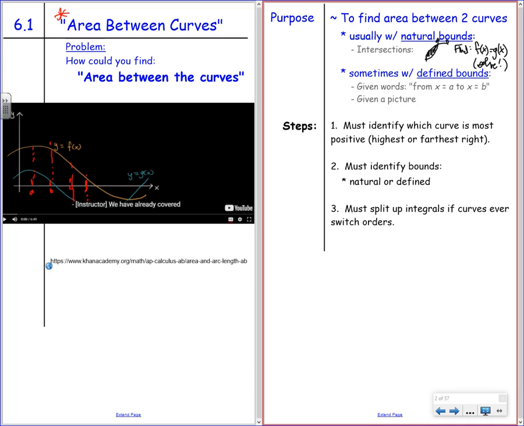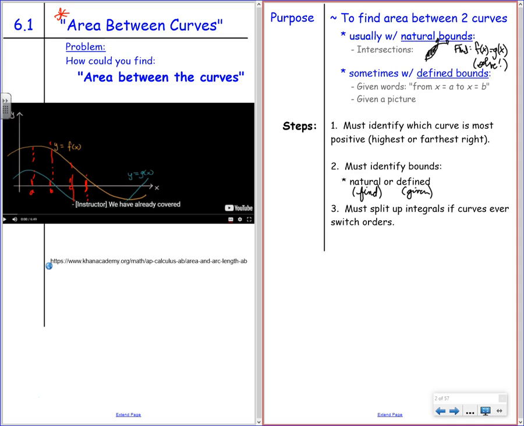So the steps. You guys already wrote these down too. First, identify which curve is most positive, which is the highest one, or which is the farthest right one. We haven't talked about area between curves that's horizontally oriented, but we'll get there. But it's either the one that's highest or the one that's farthest right. Number two, identify the bounds. Natural, you're finding them yourselves. Defined, they're given to you. So if you want to write it this way, defined, that's going to be something that's given. Natural, that's something that you have to find. So either they're given to you, they're defined, or it's up to you to find them.